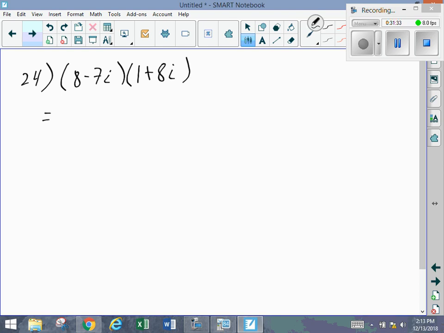Okay, multiplying that out. 8 times 1 is 8. 8 times 8i is 64i. Negative 7i times 1 is negative 7i. Negative 7i times 8i is going to be negative 56i squared.